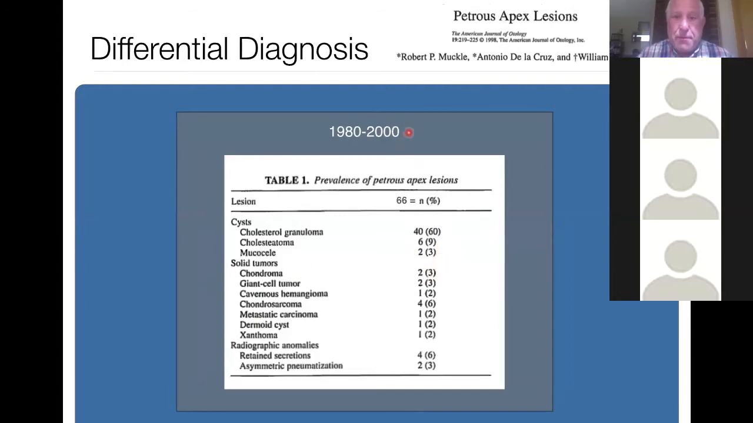This was another paper from the House Ear Clinic. And these were the cystic lesions, and the solid tumors. The number 1 was a chondrosarcoma, which is the number 1 malignant tumor of the Petrous apex, primary tumor. The most common metastatic tumors to the Petrous apex are either prostate or breast cancer, which can metastasize to the Petrous apex as well. But the most important thing is the number 1 pathology of the Petrous apex in the cystic lesions is the cholesterol granuloma.